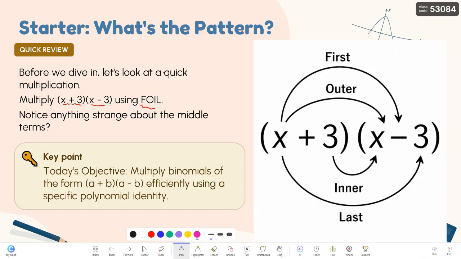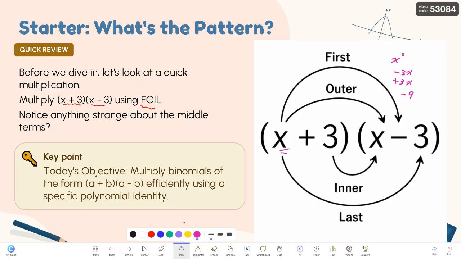So if we are given this example and we decide to use the FOIL method, we multiply first, which is the first two terms. It's going to be x times x, so this would be x squared. Then we multiply the outer terms, which are x and negative 3, and this would be negative 3x. Then we have the inner terms, which is a positive 3 times x. This gives us 3x as well, but in the positive case. And finally, we have the last two terms, which is positive 3 times negative 3. So this would be negative 9.